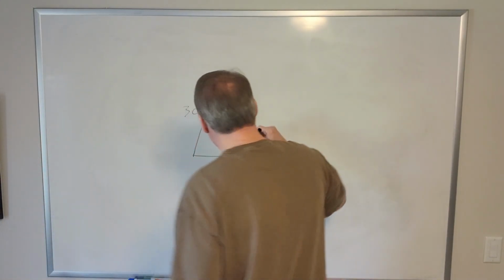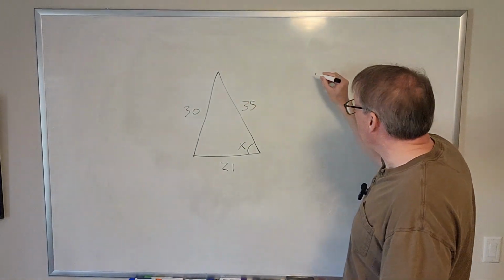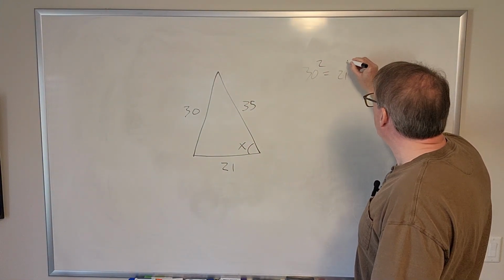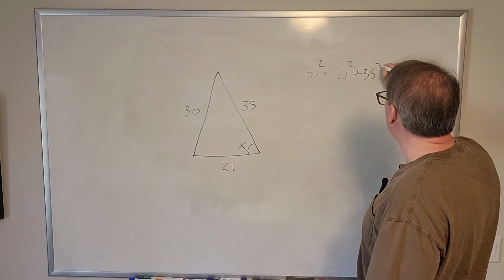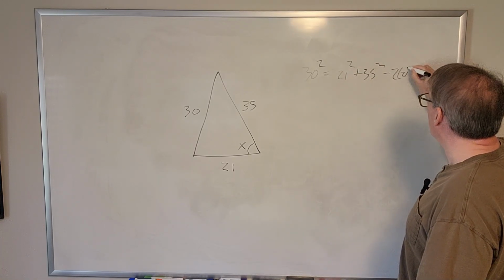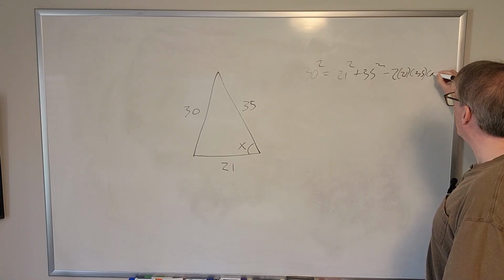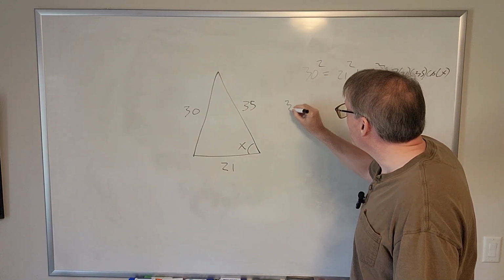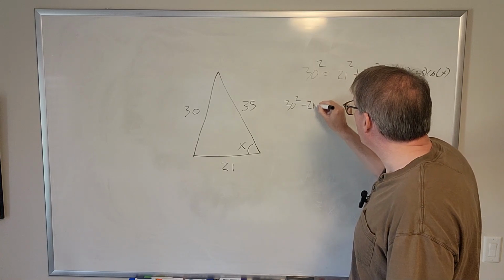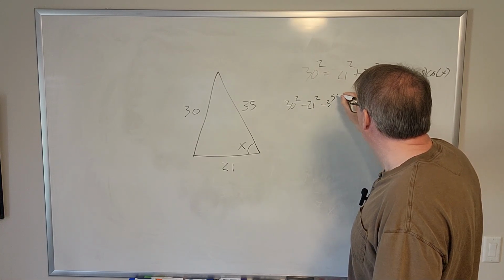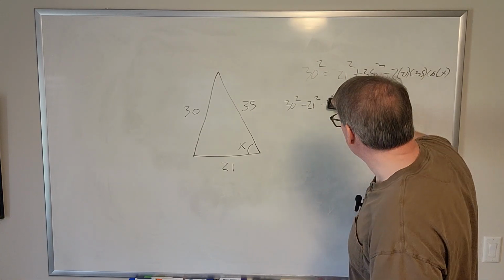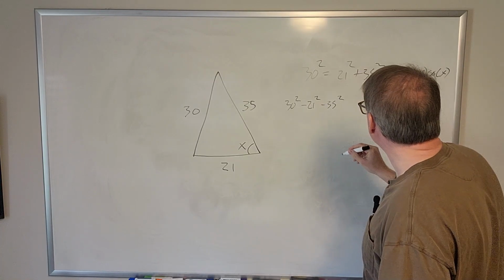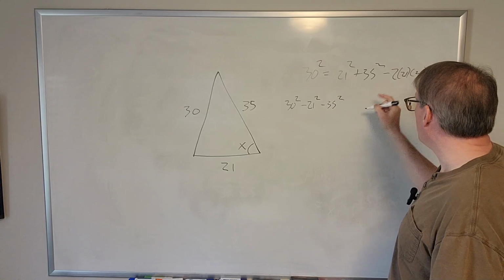All right, this is the one opposite our x, so we'll have that be our c. So we're going to have 30 squared is equal to 21 squared plus 35 squared minus 2 times 21 times 35 times the cosine of x. Shift all this stuff over there. 30 squared minus 21 squared minus 35 squared. Whoops. Let me write that down correctly. Minus 35 squared equals the negative of that.